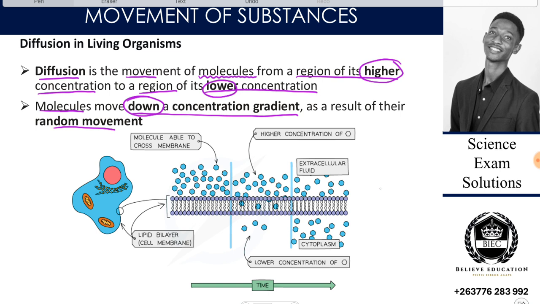A concentration gradient means we have this gradient, where here it is highly concentrated, and here it is less concentrated. Are we together? So the movement of particles from a region that is highly concentrated to one that is lowly concentrated is what we call diffusion, and that is down a gradient. The gradient is going which way? Down. Are we together?